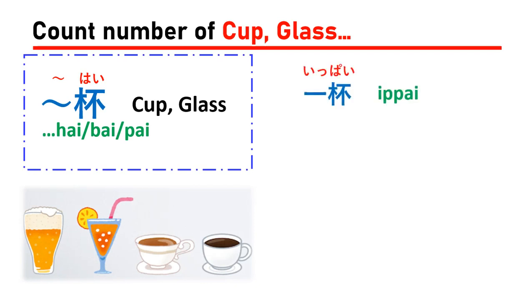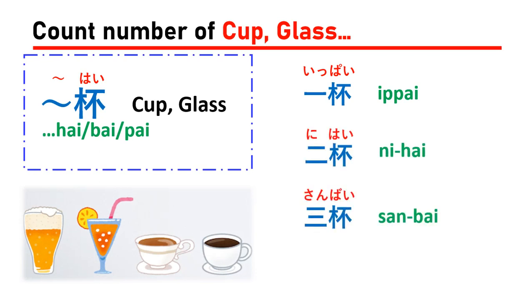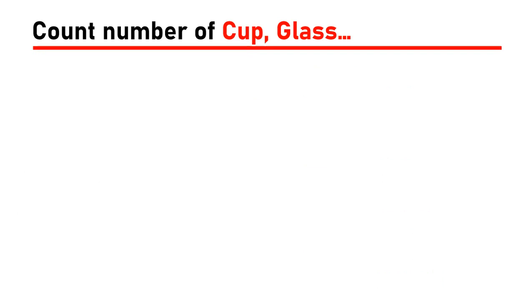So let's see: ippai, nihai, sambai, yonhai. And it depends on what you are talking about. But you should remember that this hai is used only for counting cups and glasses. So now we are going to learn counting cups and glasses.